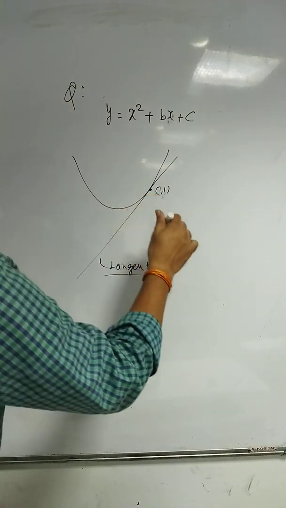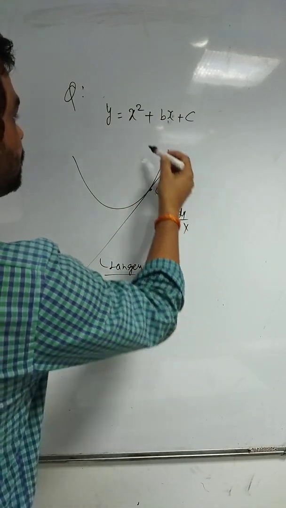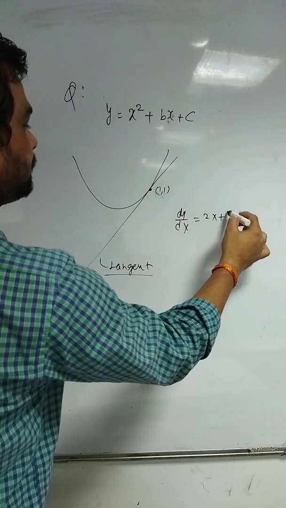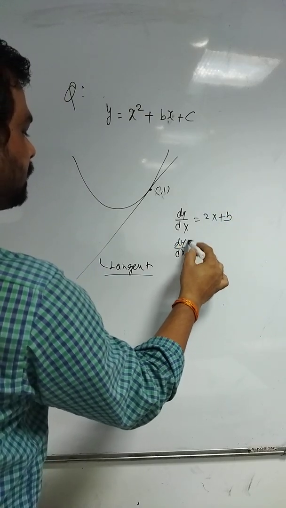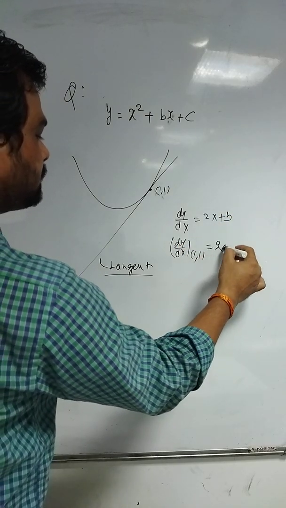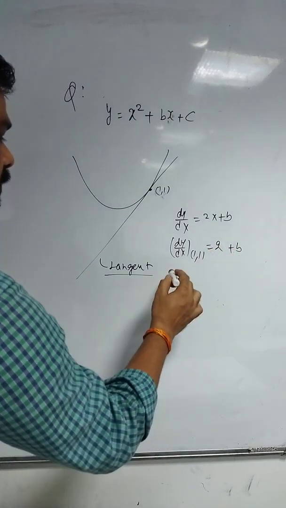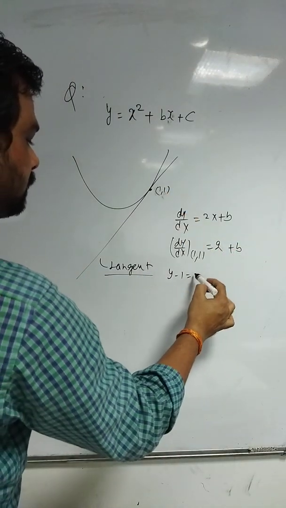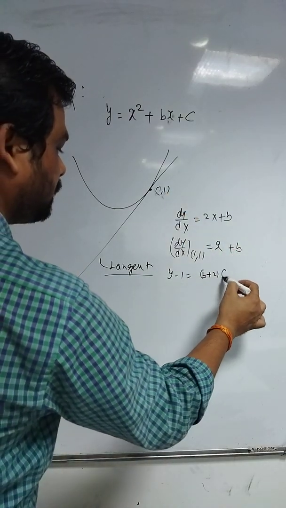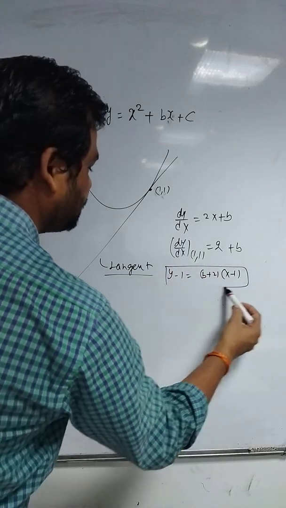So find the derivative first. dy by dx is equal to 2x plus b, and dy by dx at (1, 1) will come out 2 plus b. The equation is y minus 1 is equal to (b plus 2)(x minus 1). This is the equation of the tangent.